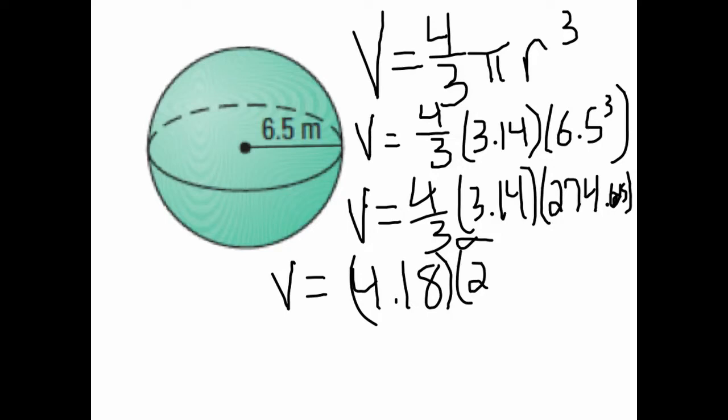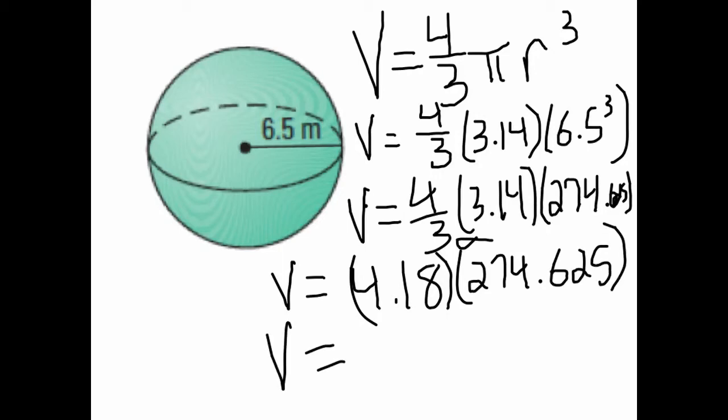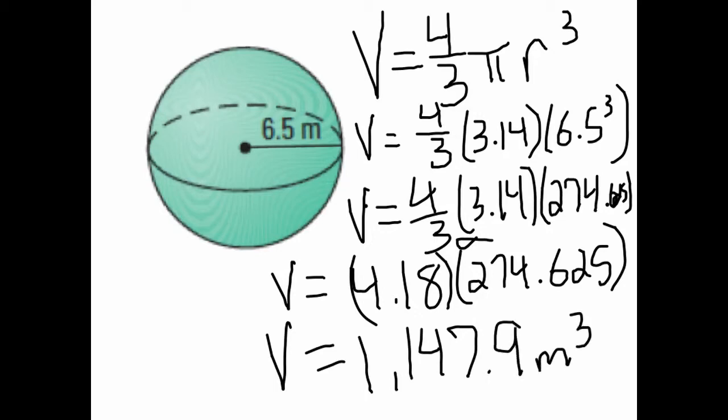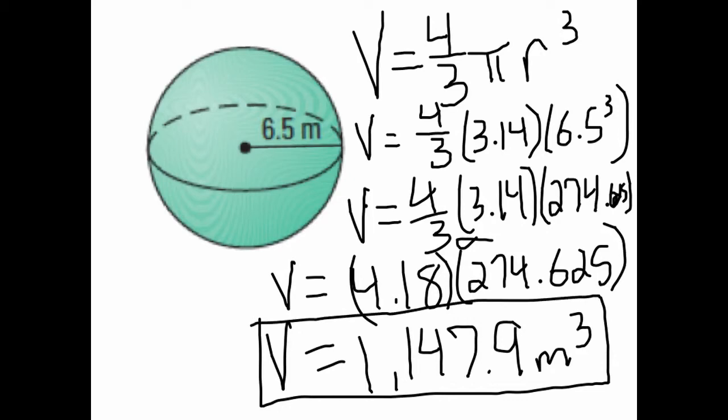And then if I multiply that by my other number, 274.625, I'm going to come out with a volume of approximately 1,147.9 meters cubed. And that's going to be it. All I did there, I plugged numbers into my formula, I solved, and that's it. Let's do one with a cone.